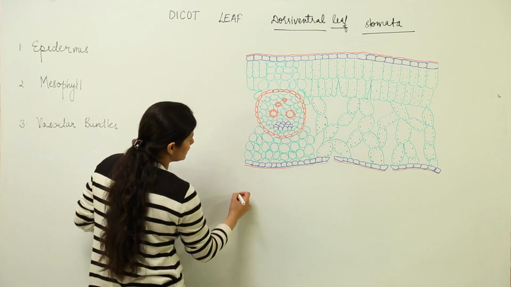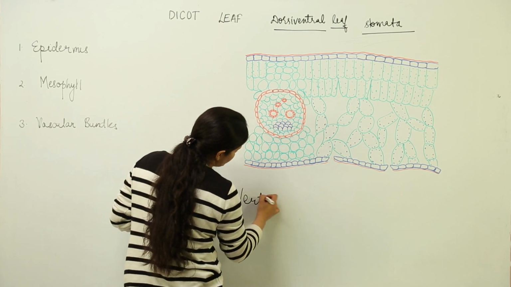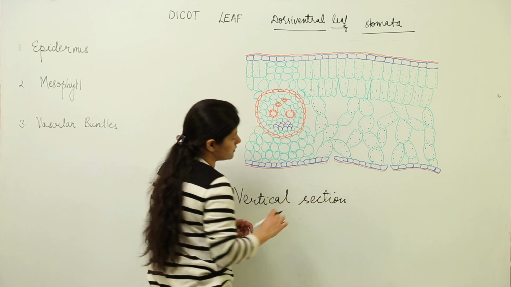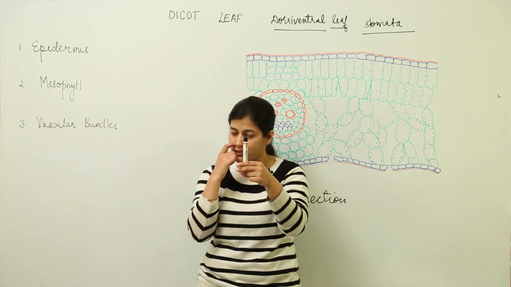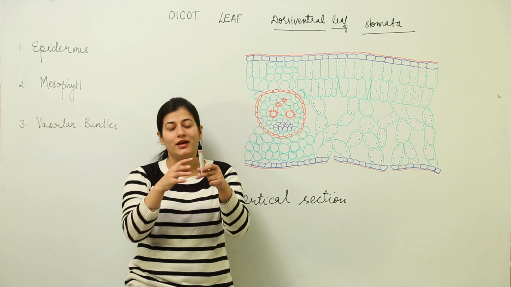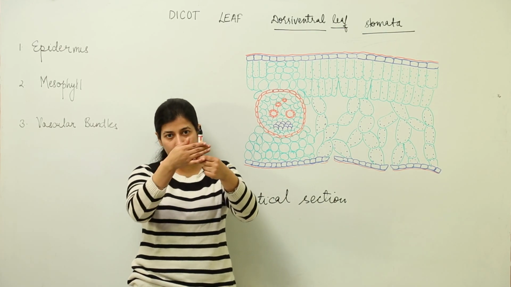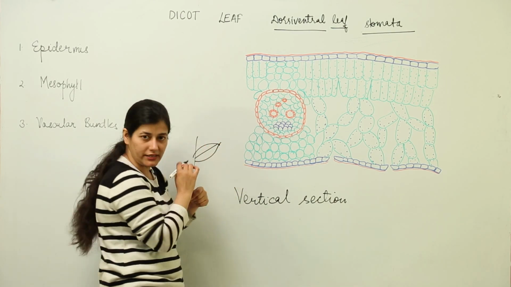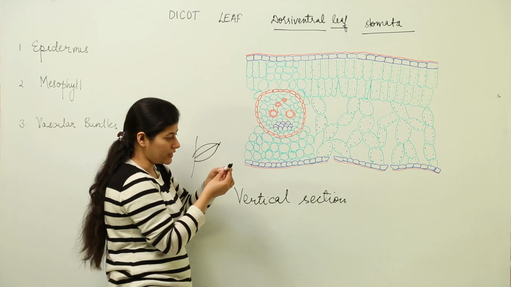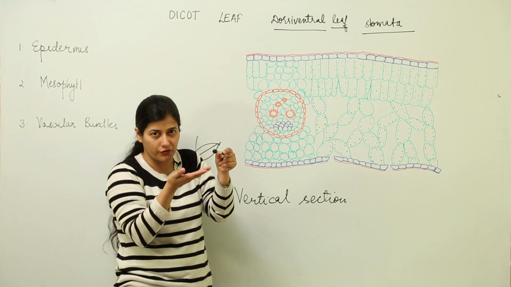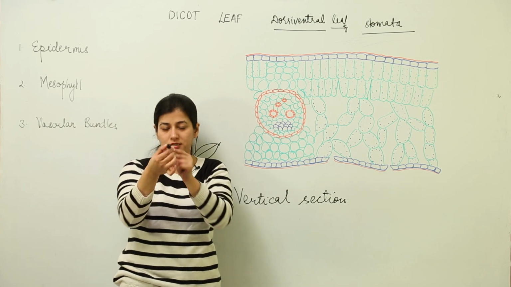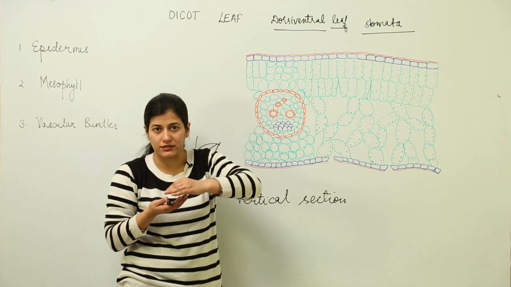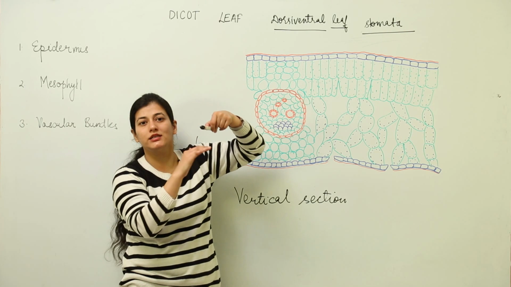We are seeing the vertical section of a dorsiventral leaf. Now when I say vertical section, you must be aware that if supposedly I am holding a leaf like this, this is how leaves are present. You take that leaf in such a way that it appears to be a sheet in front of you. If you're watching it from overhead, you're seeing the upper surface. If you're looking from below, then you're seeing the lower surface.